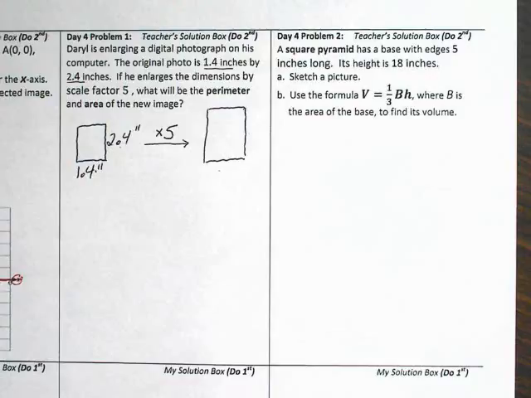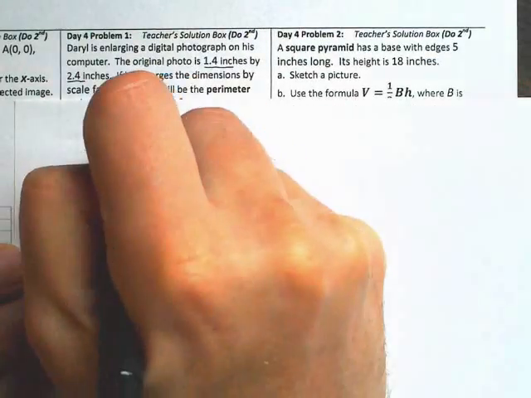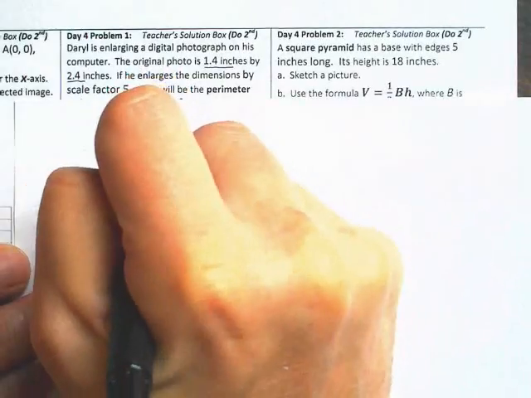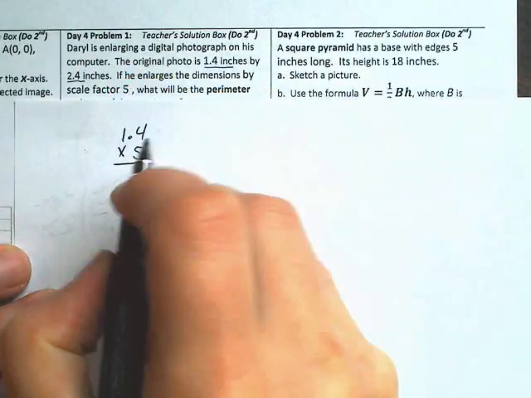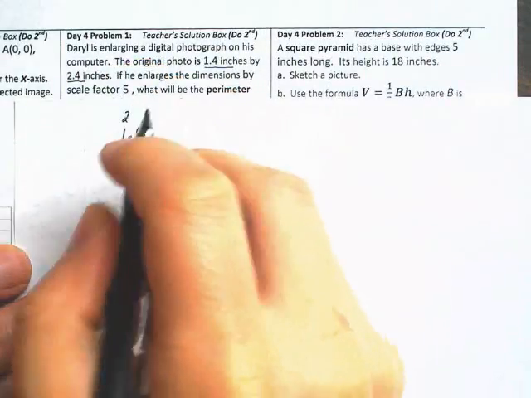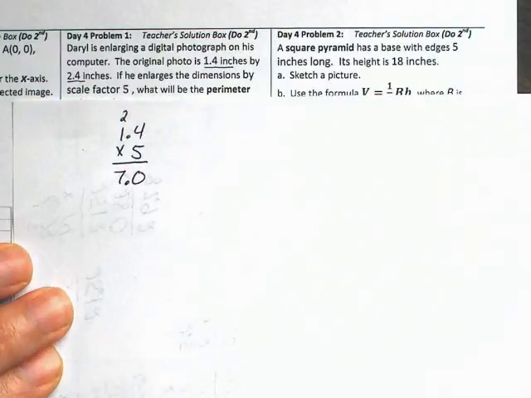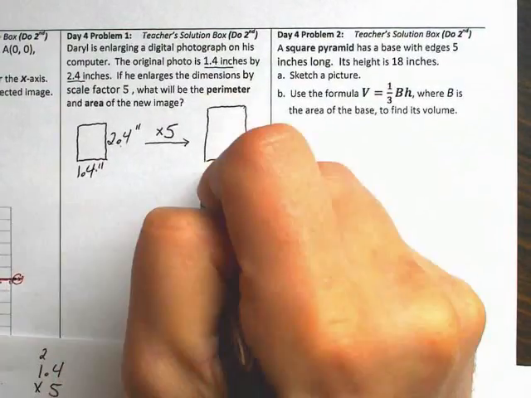Let's do that. So 1.4 times 5. 4 times 5 is 20. Carry 2. 1 times 5 is 5 plus 2 is 7. The decimal point here, that is 7.0, or just 7.